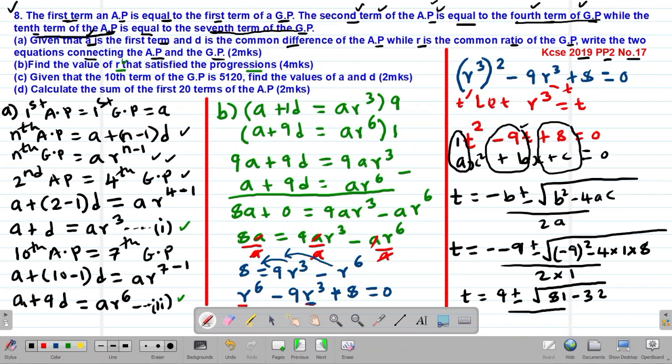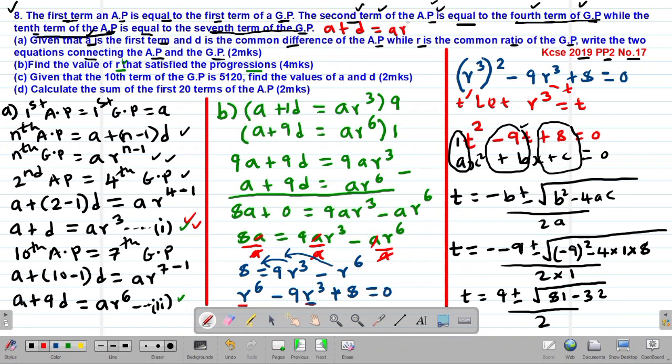Then the whole thing is divided by 2. Then let me clean this particular side, but before I do that, let me copy my questions 1 and 2. So these were the answers for part A of the question. The first equation, I got it as A plus D is equals to AR cubed.